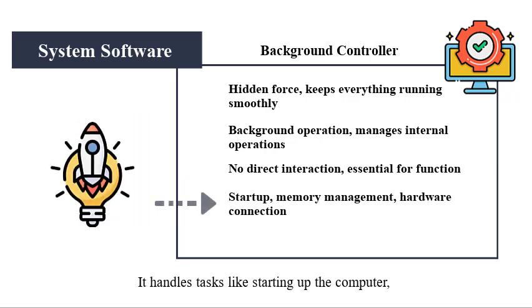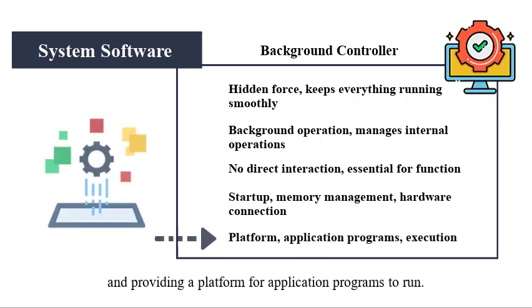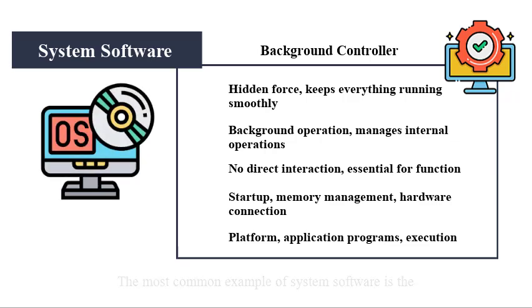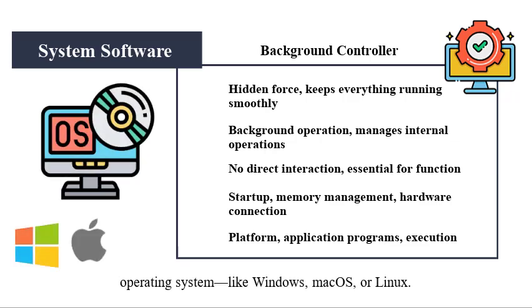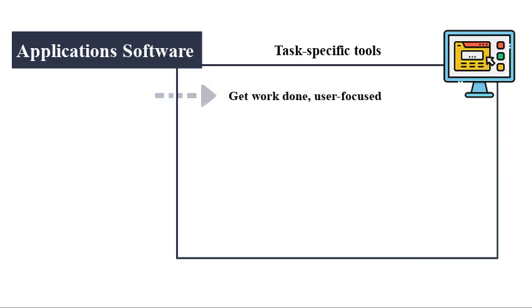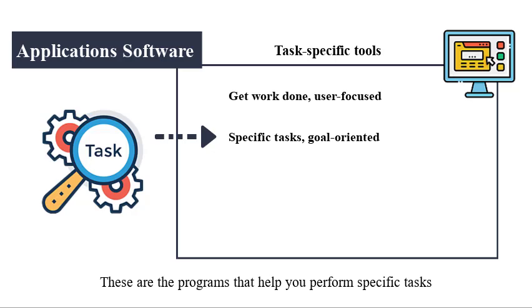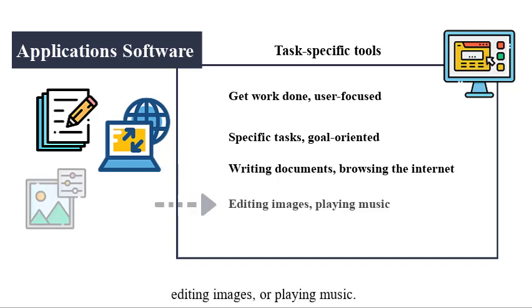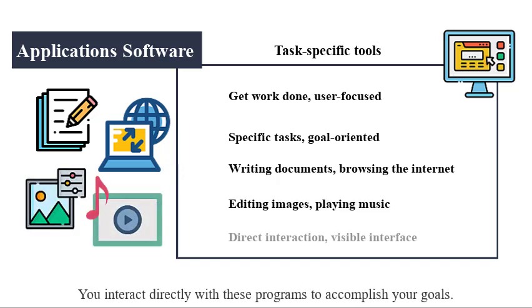It handles tasks like starting up the computer, managing memory, connecting hardware devices like printers and keyboards, and providing a platform for application programs to run. The most common example of system software is the operating system, like Windows, Mac OS, or Linux. On the other hand, application software is what you use to get your work done. These are the programs that help you perform specific tasks, like writing documents, browsing the internet, editing images, or playing music. You interact directly with these programs to accomplish your goals.